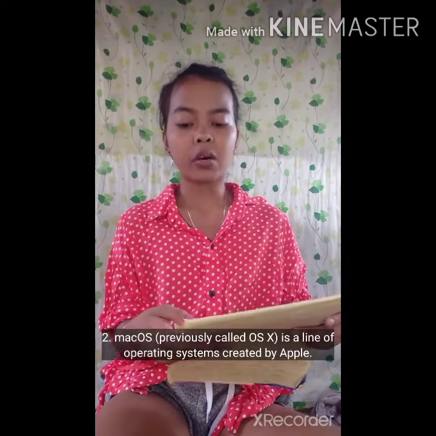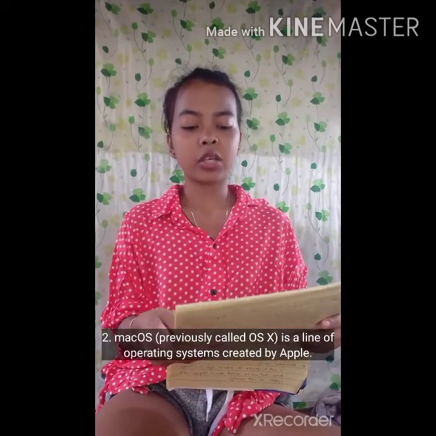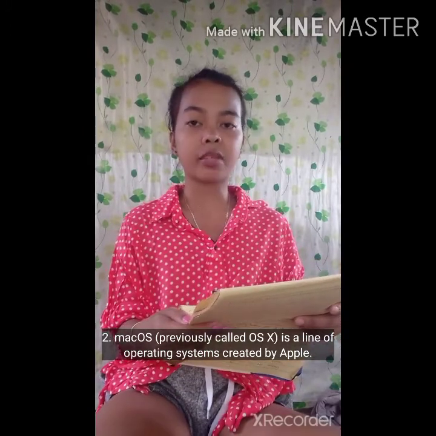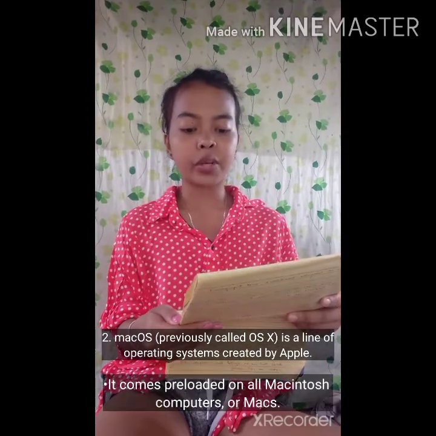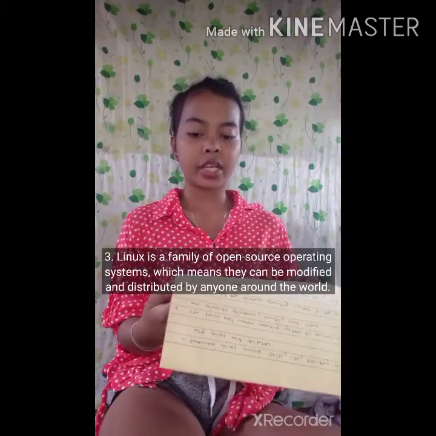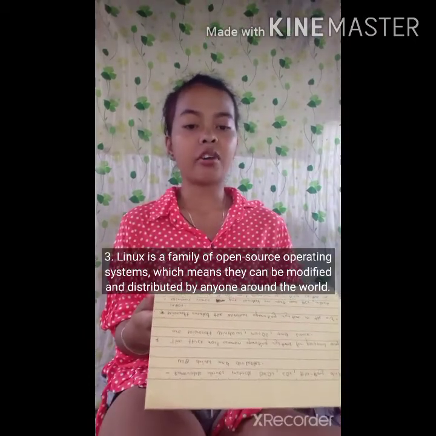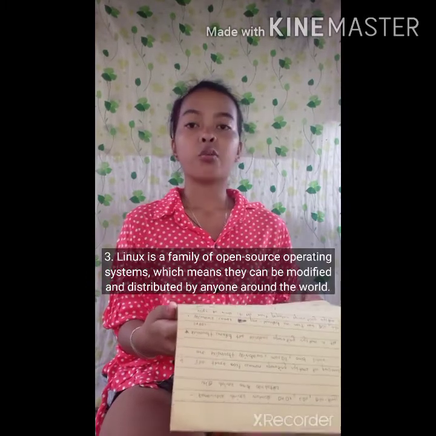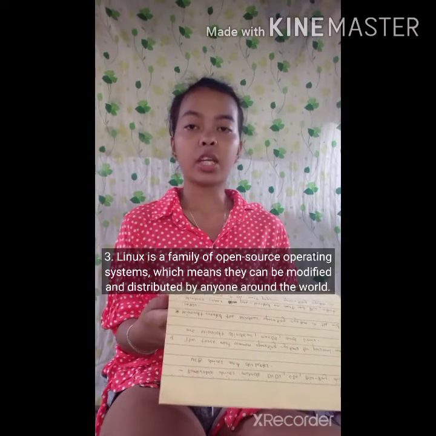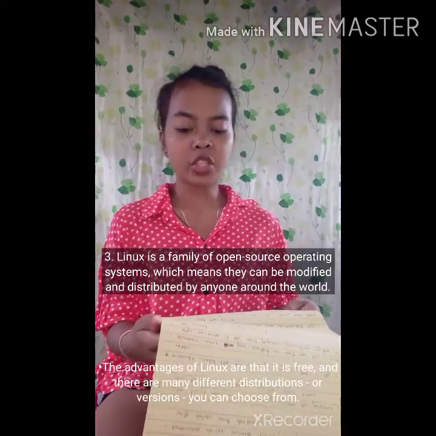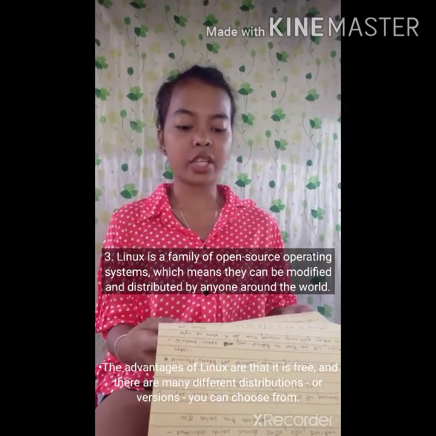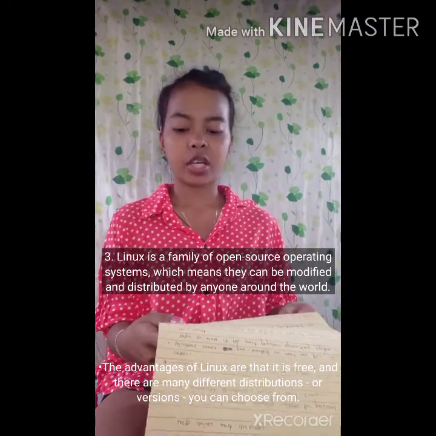Number 2, Mac OS, previously called OS X, is a line of operating systems created by Apple. It comes preloaded on all Macintosh computers or Macs. Number 3, Linux, is a family of open source operating systems, which means they can be modified and distributed by anyone around the world. Advantages of Linux are that it is free and there are many different distributions or versions you can choose from.